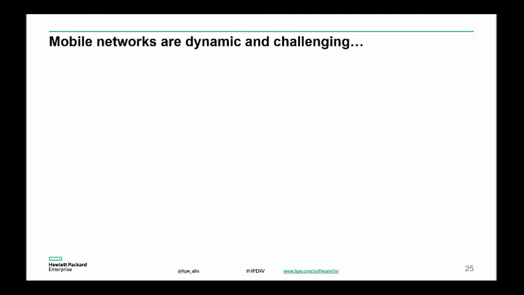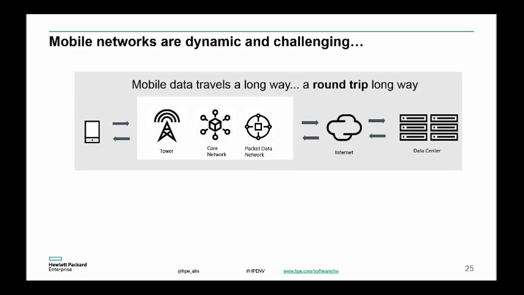So let's talk about mobile networks and why they are so challenging and unique. I think the reason is probably attached to their dynamic nature and how network hops are deployed. As you can see in this illustration, there are many hops between the device and the data center. Each of these hops adds complexity and latency.